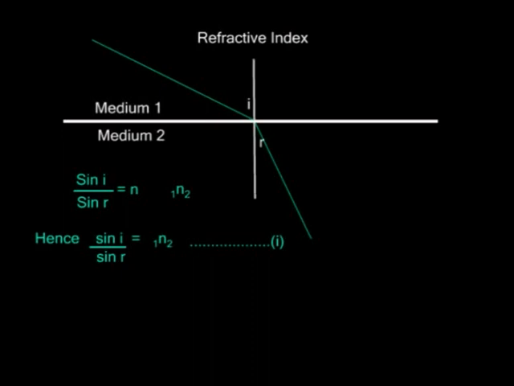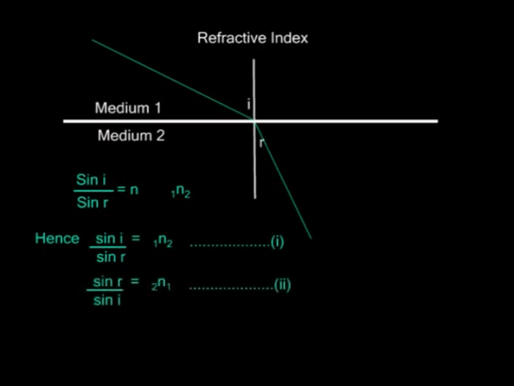N1 to 2 depends on both medium 1 and medium 2. Notice that this type of refractive index is relative. Why? Because it compares one medium to another. By the principle of reversibility of light, a ray traveling from medium 2 to medium 1 along the same path would be refracted, making the same angles.